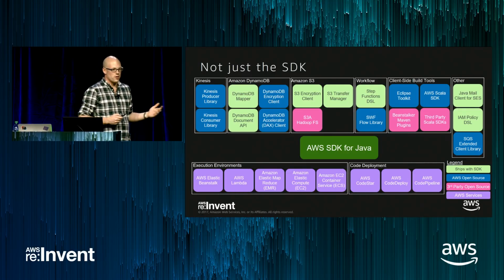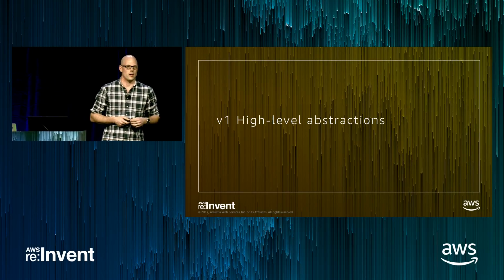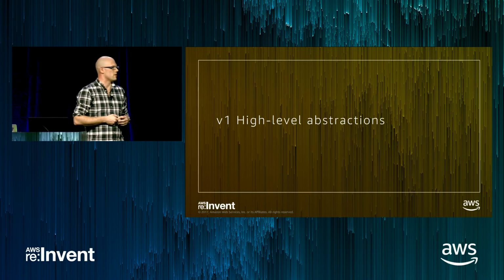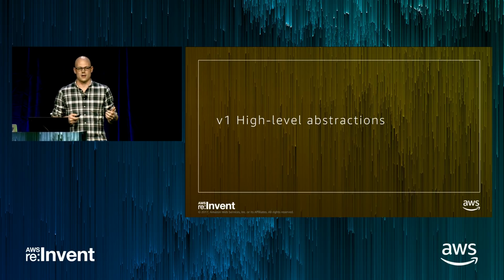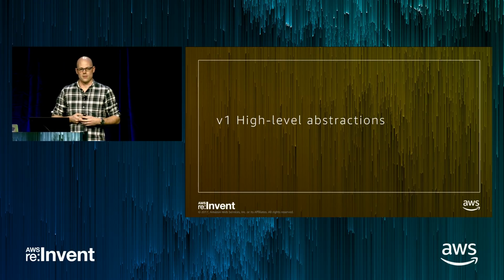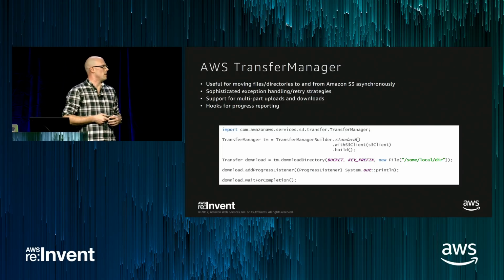So I mentioned that I wanted to do a little review of some of the high-level abstractions that we have produced in V1. So these were the green boxes on the previous slide. These are things that ship with the SDK that are available to you when you pull down the Maven dependency. So the first one is AWS Transfer Manager.